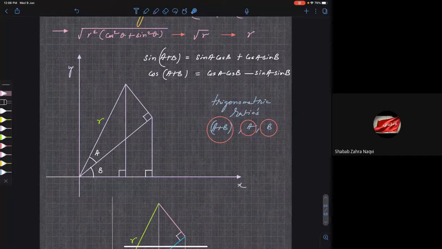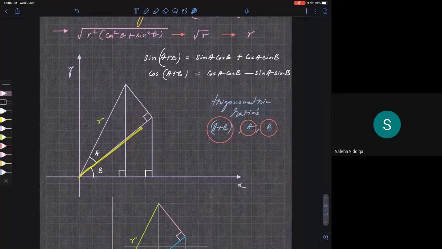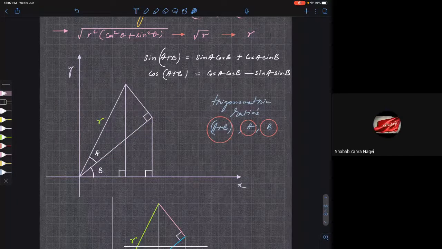And I am drawing one more line in between, between the angle A plus B, such that it divides that angle A plus B into two angles, angle A and angle B. ठीक है? Clear? Okay, sir. Okay, so I'll just delete this. You understand? Okay, I have deleted this.